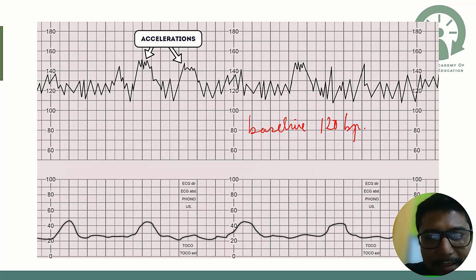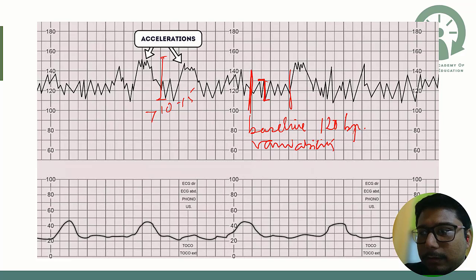And for a longer curve, if you take this area, the highest positive, upward deflection and the lowest downward deflection, this is considered as the variability, right? If there is a peak which is more than 10 to 15 beats and which is persistent for 10 to 15 seconds, that is known as an acceleration.